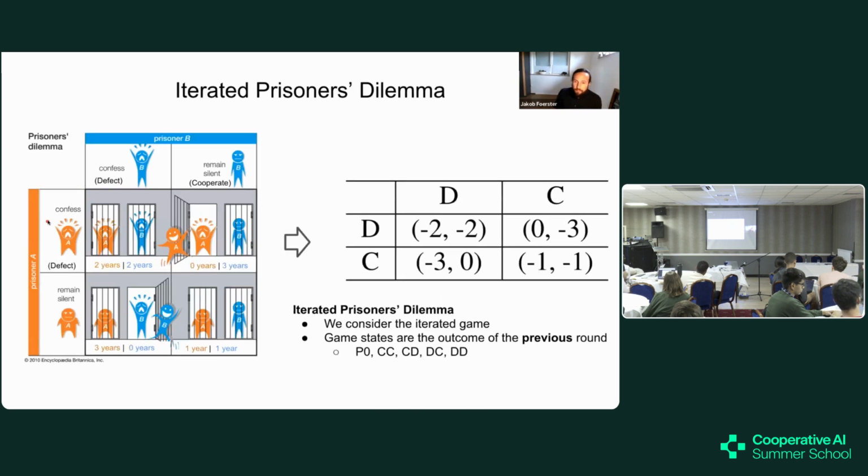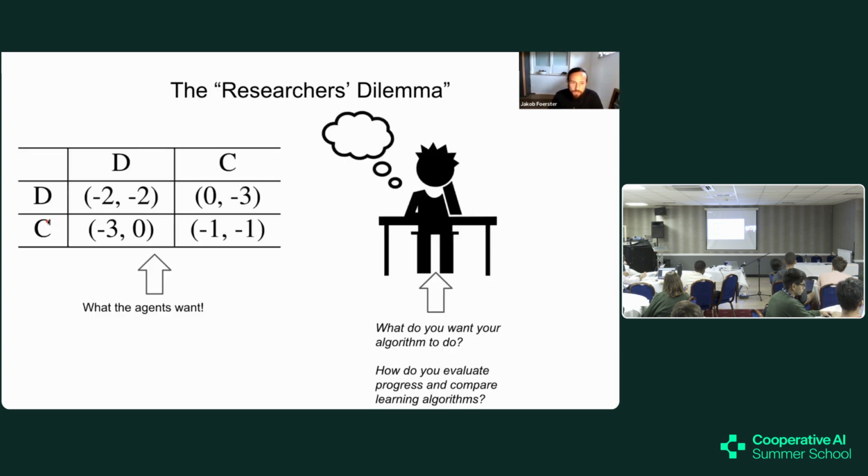So we just had the iterated prisoner's dilemma, but let's actually talk about a much harder problem, and that is the researcher's dilemma. We do know what the agents want. The agents want to go to the beach, not go to the prison. These are the rewards of the agents. But there's a real question here, and that is, what do you want as a researcher? And importantly, how do you measure it and how do you value progress?